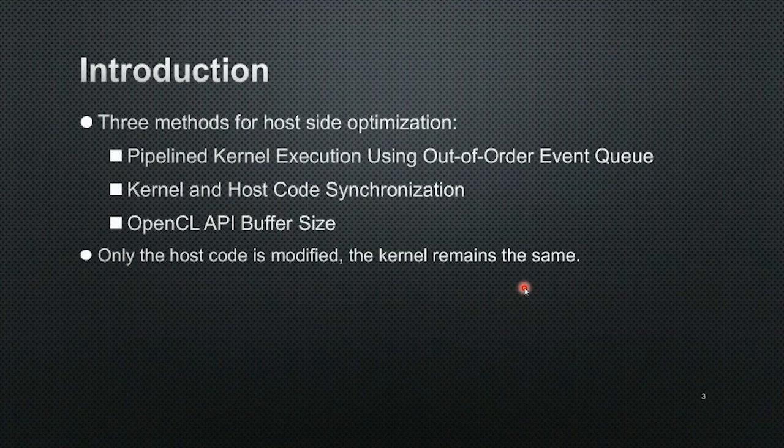In this tutorial, three methods for host side optimization are given. The first one is pipeline kernel execution using an out of order event queue, the second is kernel and host code synchronization, and the third one is OpenCL API buffer size. During the tutorial, only the host code is modified and we keep the kernel the same, to see how the modification of the host code affects the performance.